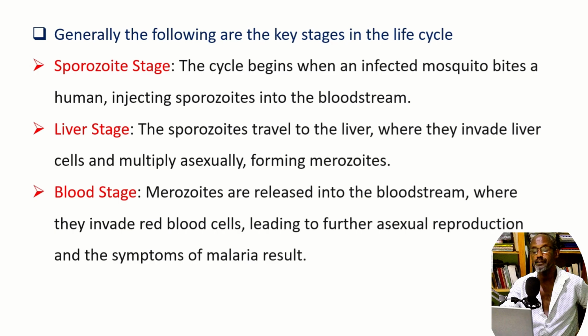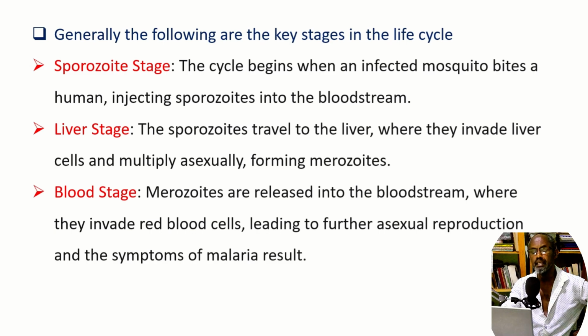The third stage, blood stage. Merozoites are released into the bloodstream from liver cells, where they invade red blood cells, leading to further asexual reproduction. Another asexual stage of reproduction in the red blood cells. Still schizogony. Now they multiply inside red blood cells and they break open red blood cells, come out of red blood cells. It is during this time the common symptoms of malaria are seen.